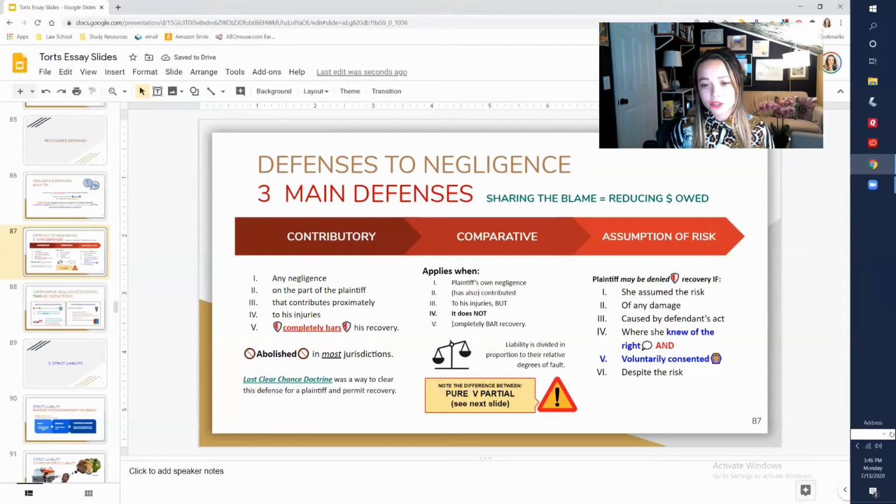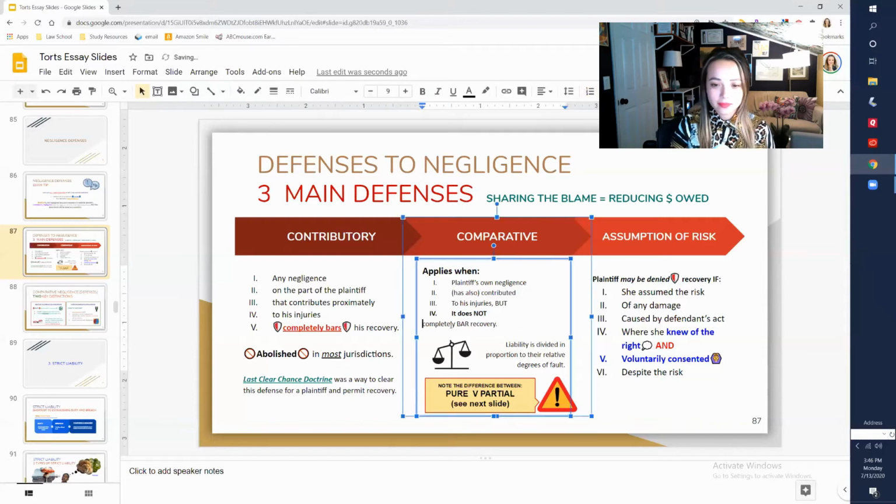I could always just put it down here and say it does not completely bar, but I like completely bar separate. So that's the way I put it logically. So the plaintiff's own negligence contributed to his negligence. So yes, Leslie did not put her lights on when she was driving down the road. But the defendant was drunk and driving on the wrong side of the road. So he's breaking two laws to protect me, the class of persons that the laws were designed to protect.